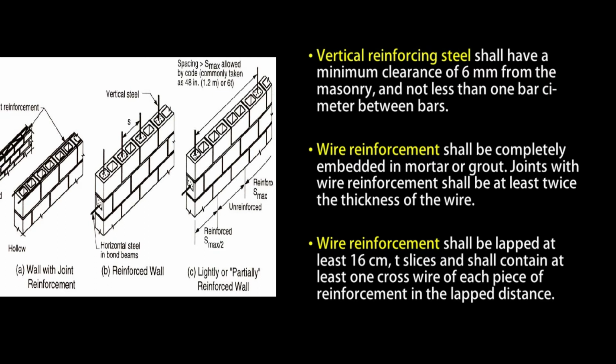Joints with wire reinforcement shall be at least twice the thickness of the wire. Wire reinforcement shall be lapped at least 16 cm at splices and shall contain at least 1 cross wire of each piece of reinforcement in lap distance.